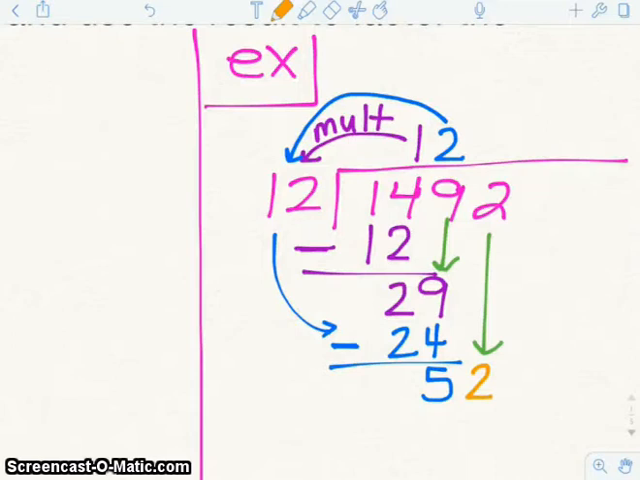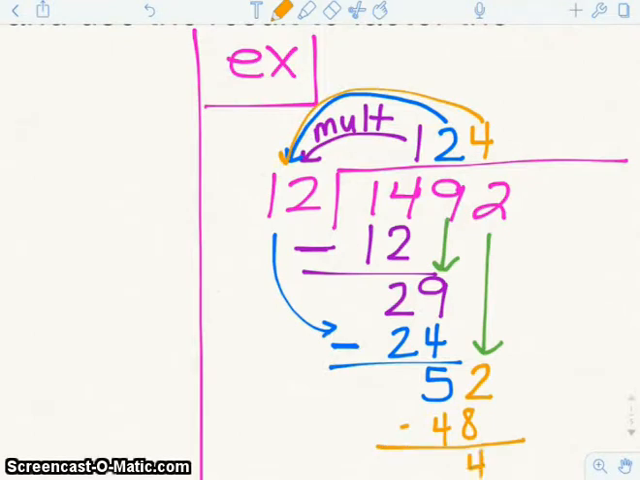And I say 12 goes into 52 how many times? My answer here is 4. 4 times 12 is 48. I subtract and get 4.